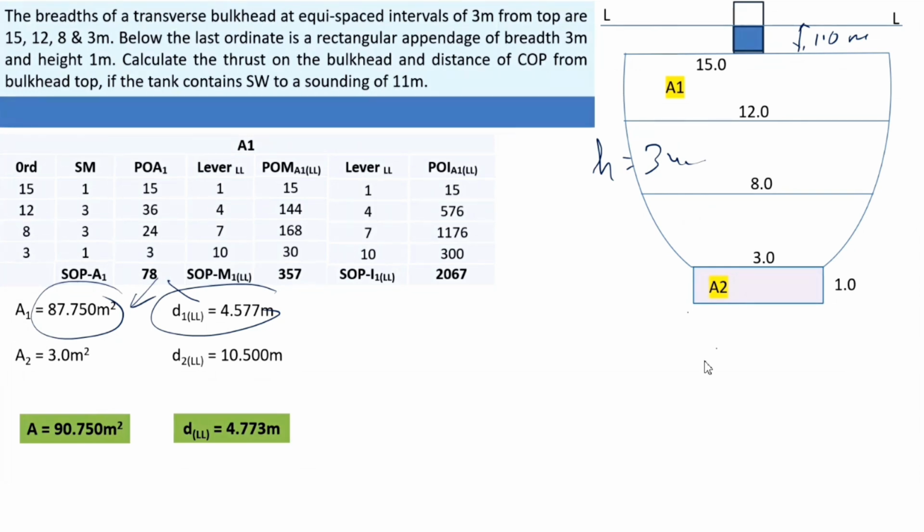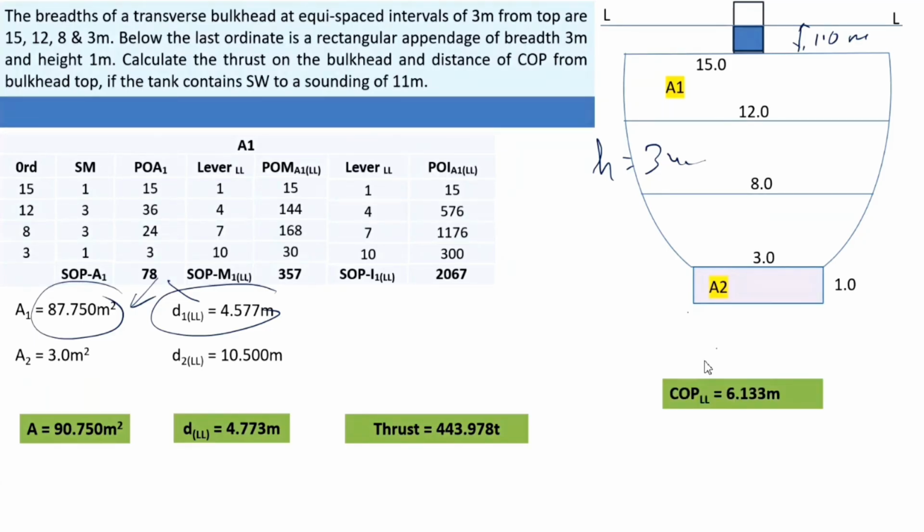And now when it comes to COP, the thrust will come so much. DLL into density into area, and COPLL will come 6.13. Where does he want it? He wants it from the top of the bulkhead. We'll subtract 1. So the answer will be 5.13. This will be the answer to the question.